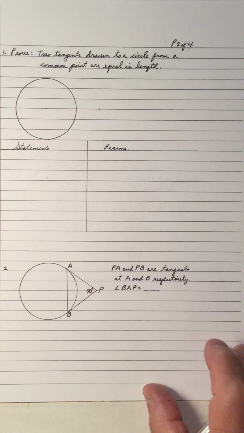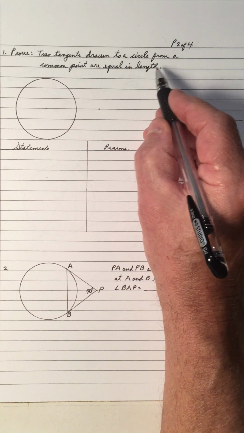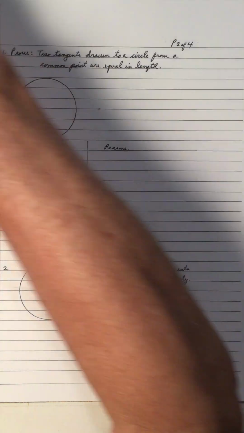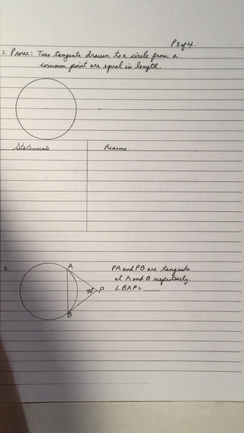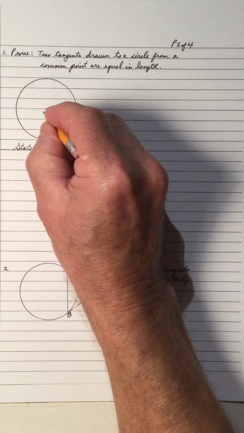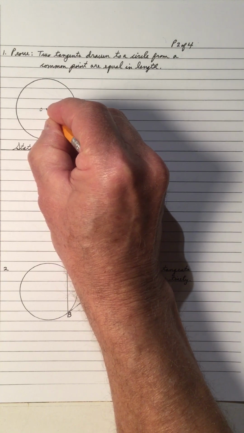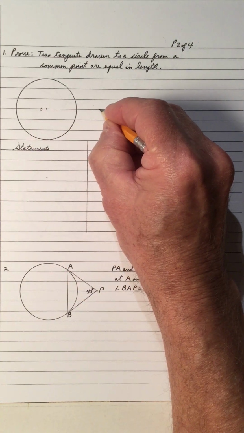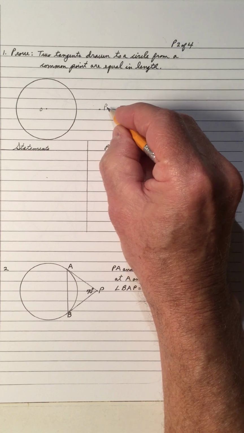Number 1, prove two tangents drawn to a circle from a common point are equal in length. So we'll take our ruler and we have a circle. I'm going to call this point right here O, which is the center of the circle. I'm going to call this point here P. That's the point that's on the outside of the circle.